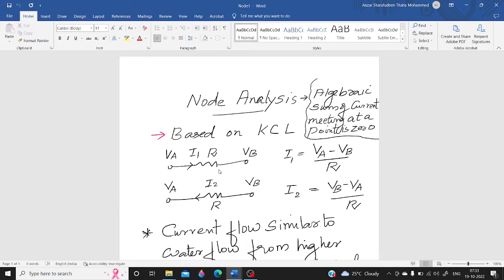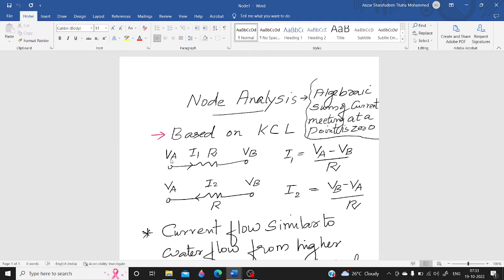And how will we find the current through the resistor? Using Ohm's law. Ohm's law tells you how to find the current through this resistor. We have to find the difference in potential divided by the resistance, which will give you the current. So here the current I1 is equal to VA minus VB divided by R. That is the direct application of Ohm's law.